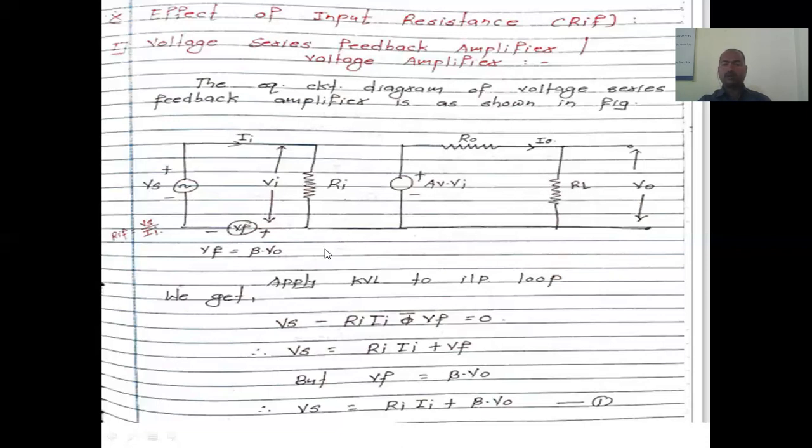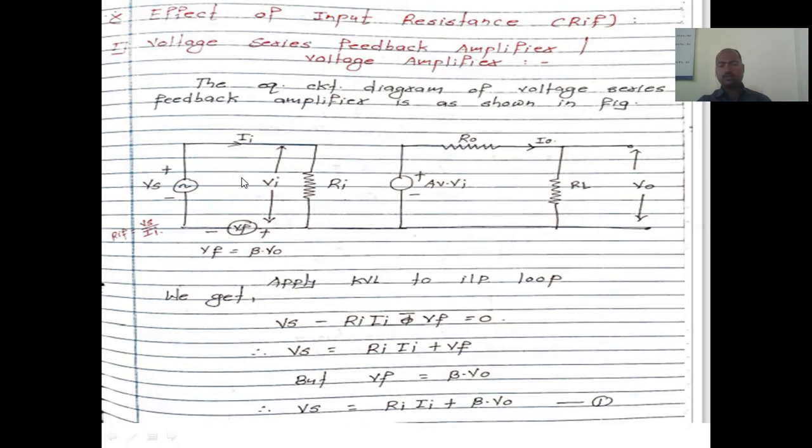So it is V0, and that feedback value is nothing but beta. So Vf is nothing but beta into V0. Now see, in the case of a voltage series feedback amplifier, we only have to analyze this circuit. For analysis purposes, we apply either KVL or KCL. In this case, whatever voltage is applied gets divided, that's why we use KVL across it.